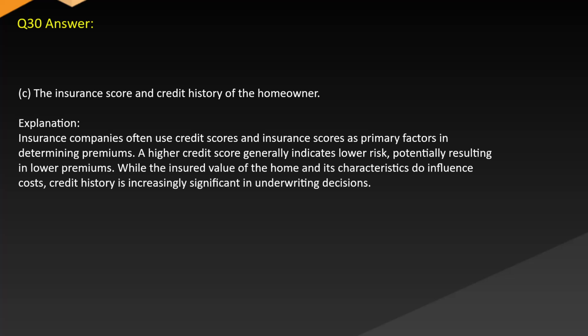Answer: C. The insurance score and credit history of the homeowner. Explanation: Insurance companies often use credit scores and insurance scores as primary factors in determining premiums. A higher credit score generally indicates low risk, potentially resulting in lower premiums, while the insured value of the home and its characteristics do influence costs. Credit history is increasingly significant in underwriting decisions.